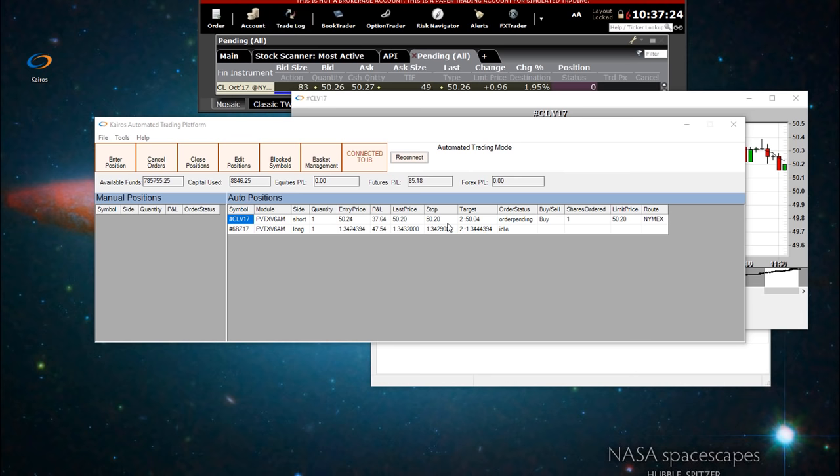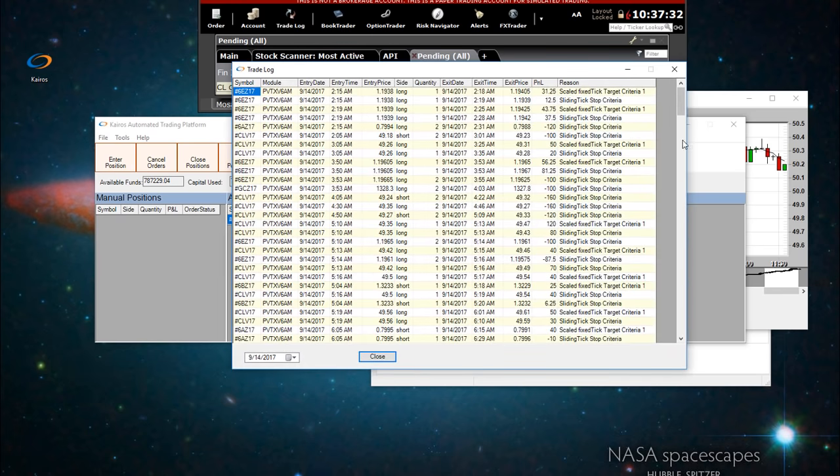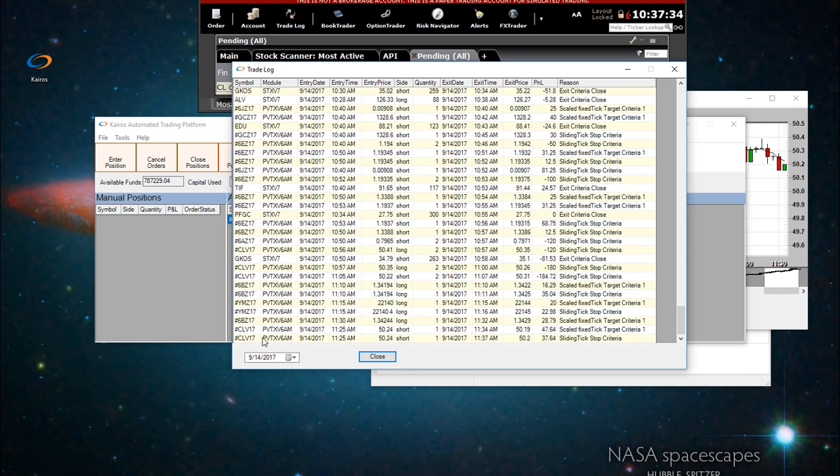Now we just had a stop out here. It hit that stop out price, so it filled and closed out the last contract. So for oil, we made $48 on the first contract and about $37 on the second contract. And it says here why it exited: scaled fixed tick target criteria, first target, and this one had the sliding tick stop criteria.